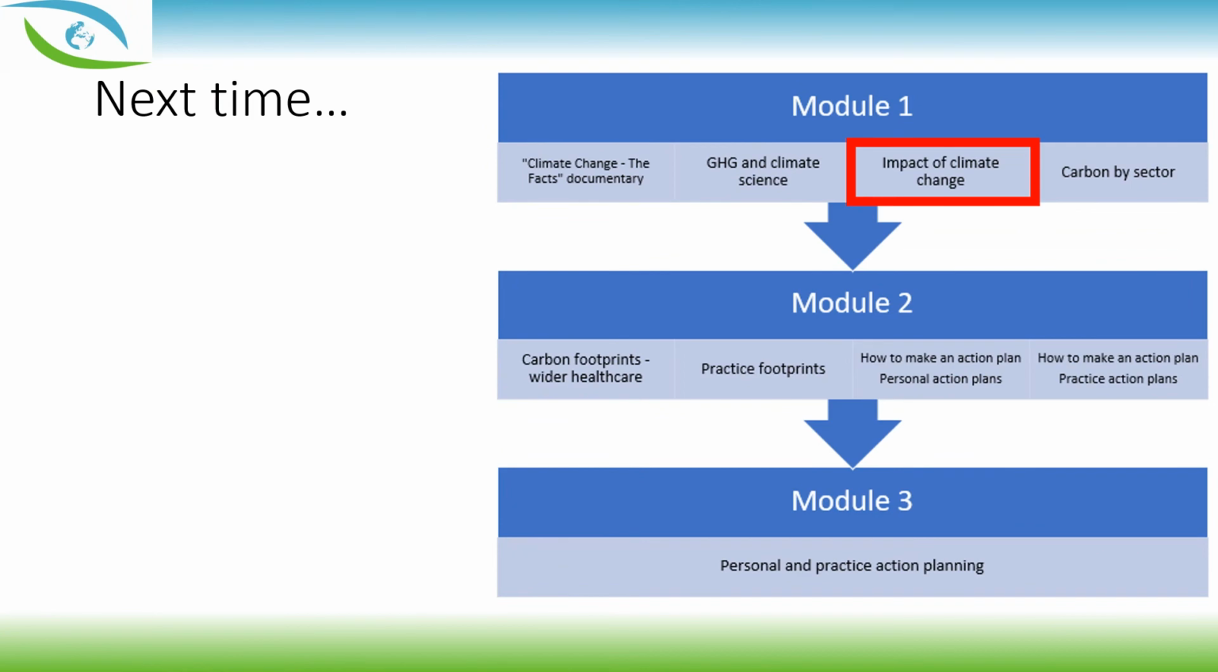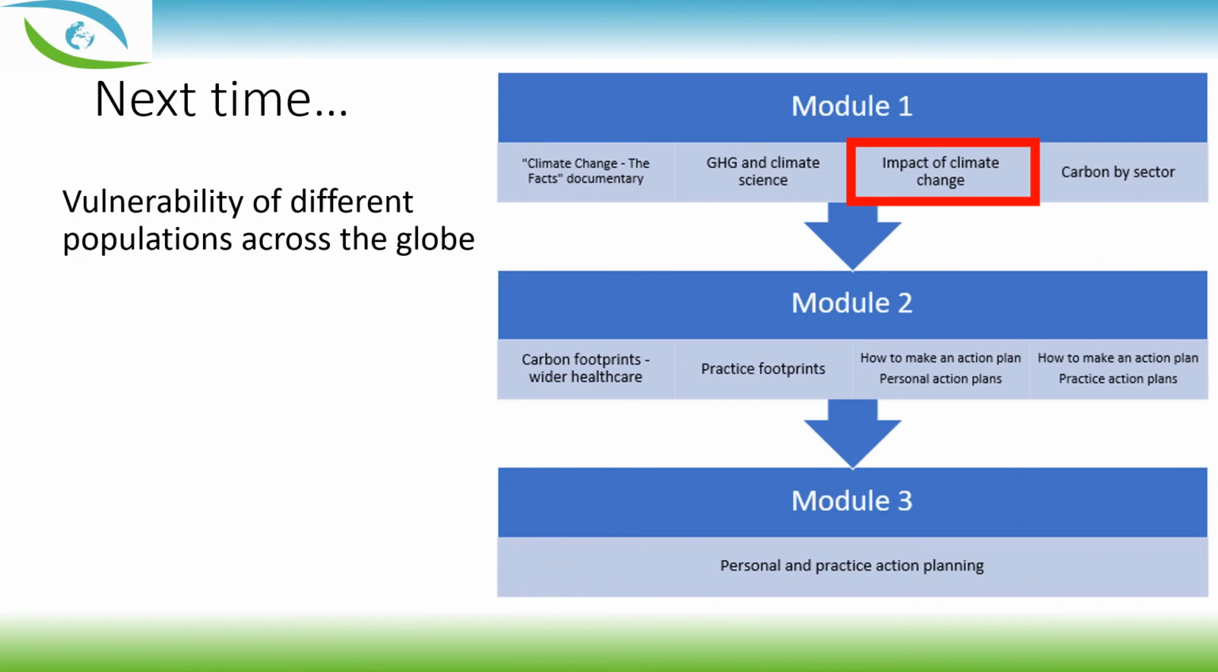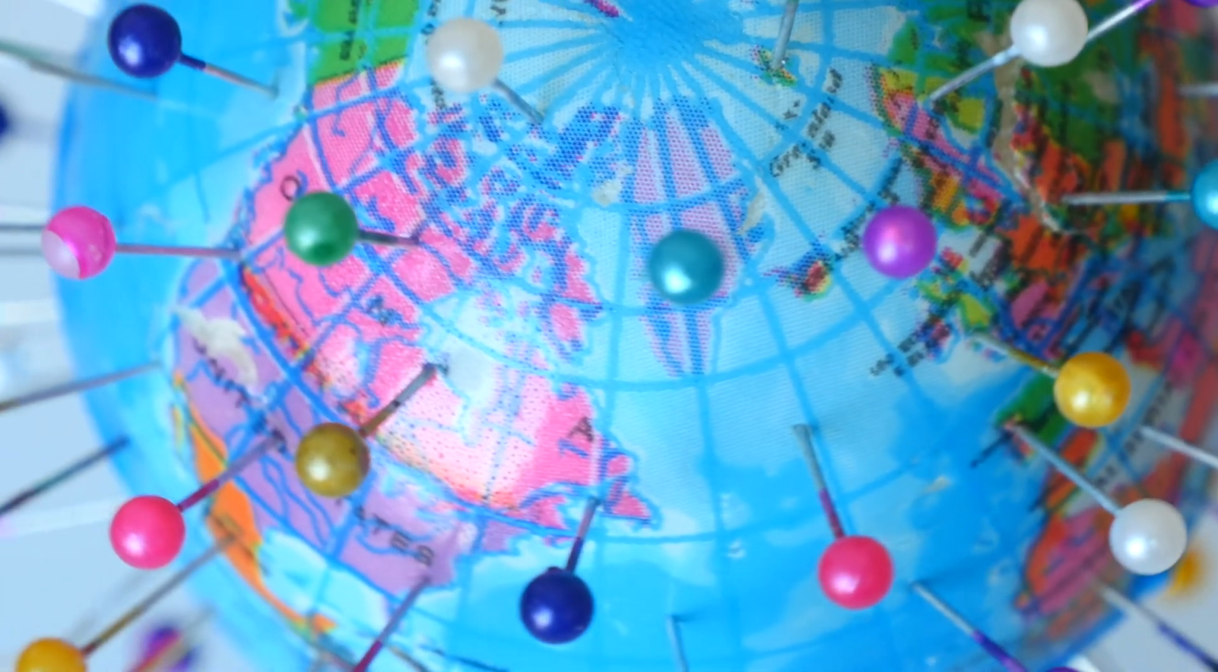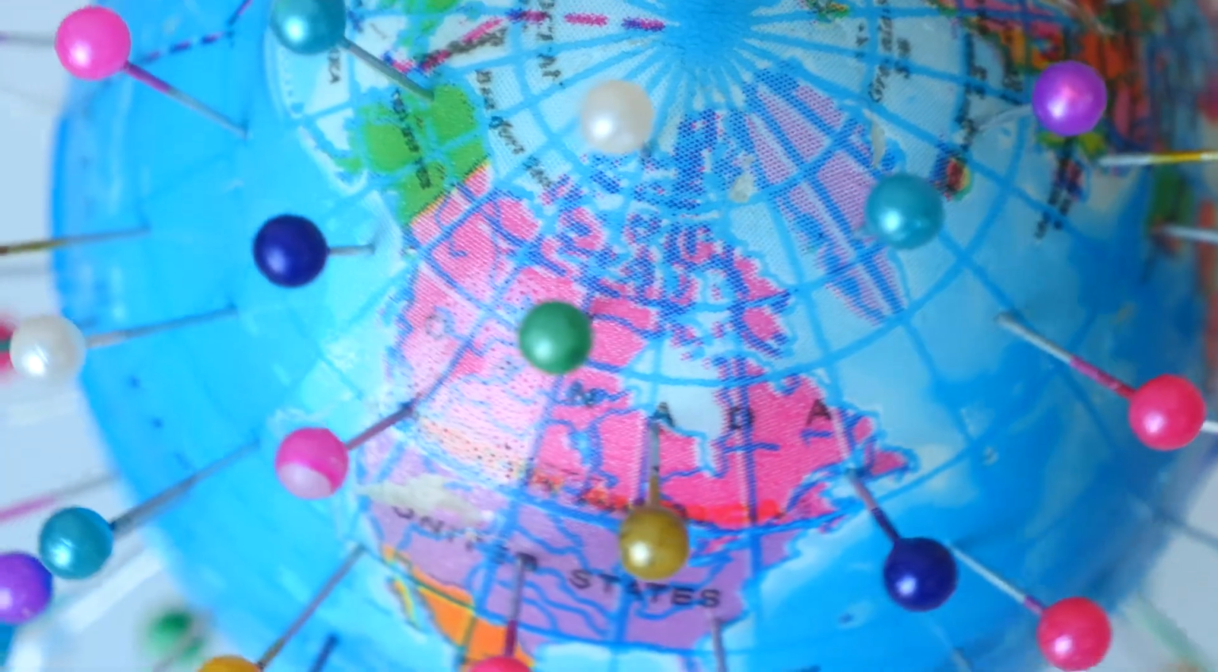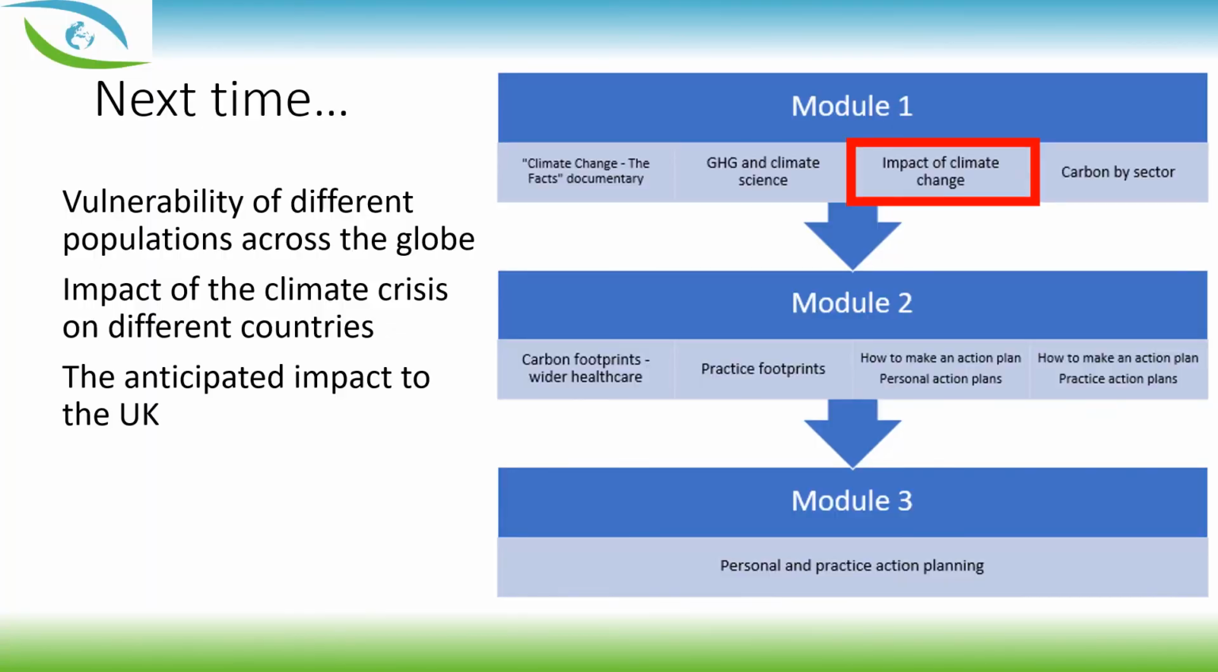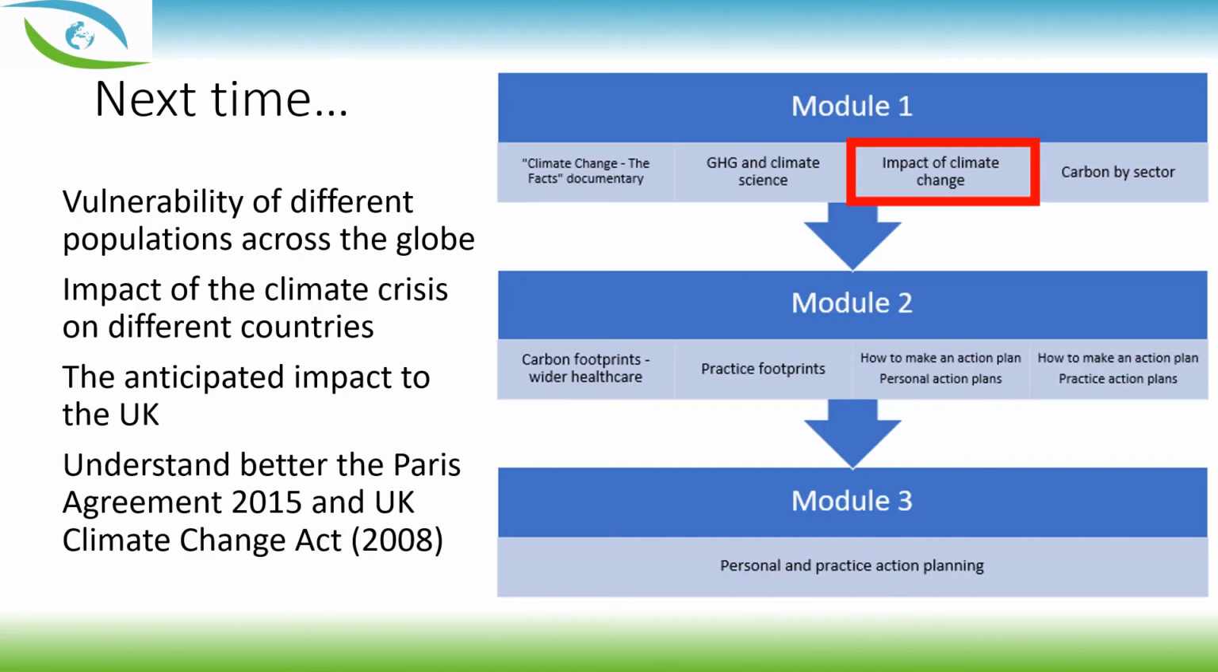In the next session, we will look at the vulnerability of different populations across the globe, the impact of the climate crisis on different countries, the anticipated impact to the United Kingdom, and better understand the Paris Agreement and the United Kingdom Climate Change Act. That's the end of this video.